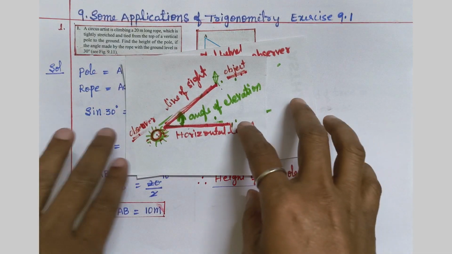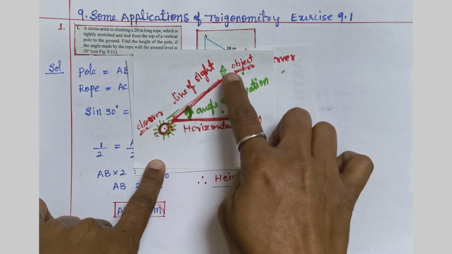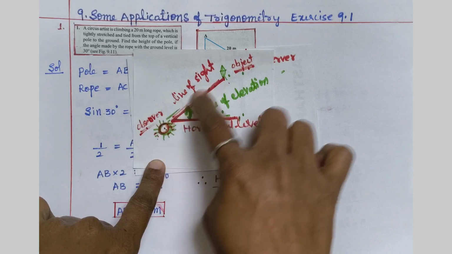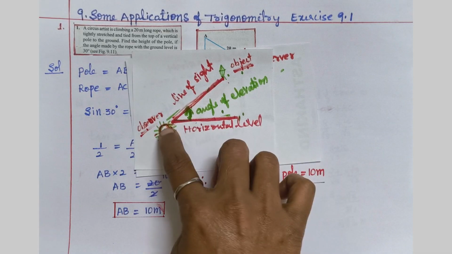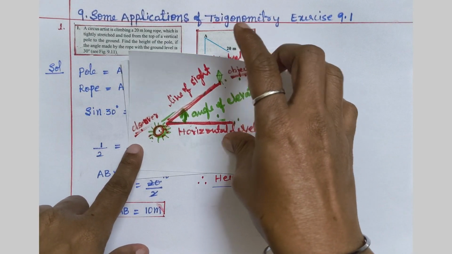Again, see here, angle of elevation. Angle of elevation means when you are seeing upside. This is a horizontal line. This is a line of sight. The middle angle is the angle of elevation. When you are seeing upside, it is an angle of elevation.